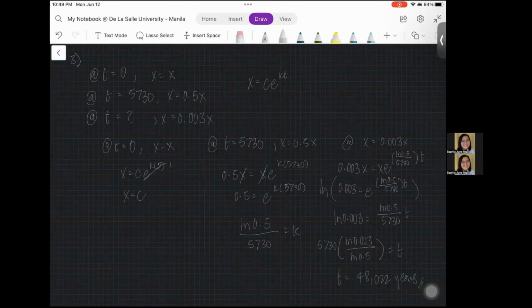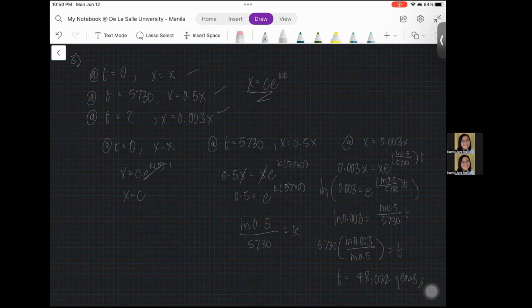Okay, so at time equals 0, our amount of C14 is equal to a certain number, which is x, right? At time equals 5,730 years, our x is equal to half whatever our given quantity was at time equals 0. At the time that we're trying to look for, our x is equal to 0.003 of the amount initially, right? As you can see here.